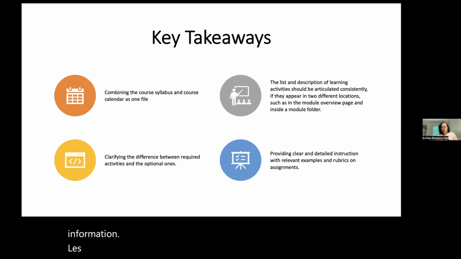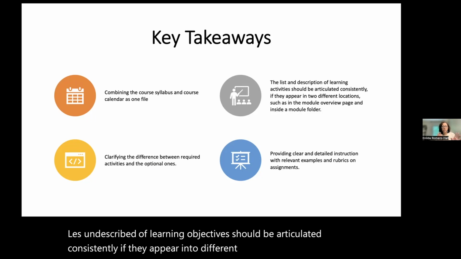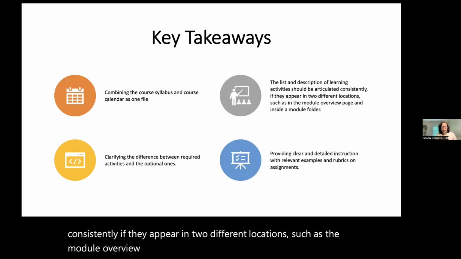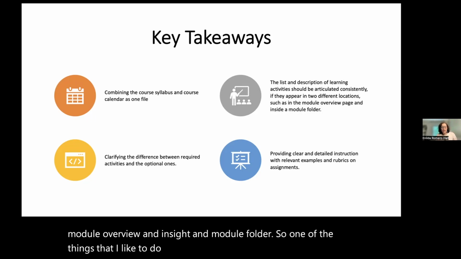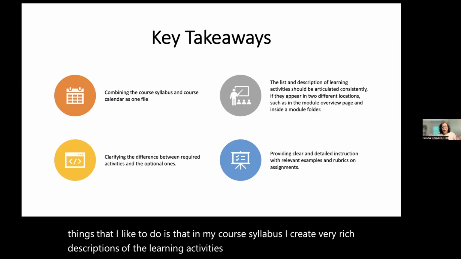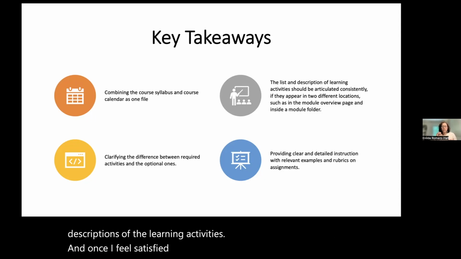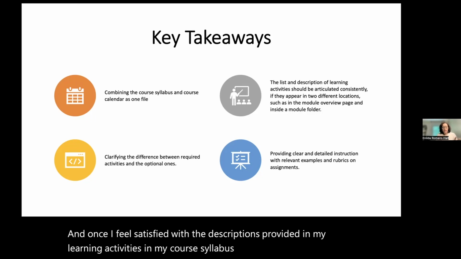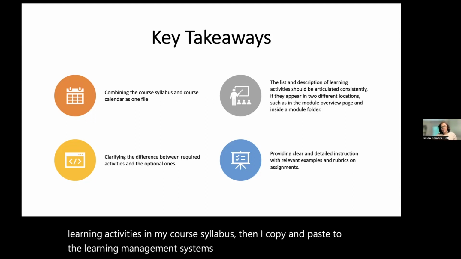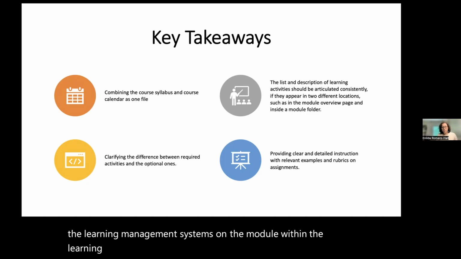Lists and descriptions of learning objectives should be articulated consistently if they appear in two different locations, such as the module overview and inside a module folder. So one of the things that I like to do is that in my course syllabus, I create very rich descriptions of the learning activities. And once I feel satisfied with the descriptions provided in my learning activities in my course syllabus, then I copy and paste to the learning management system and the module within the learning management system.